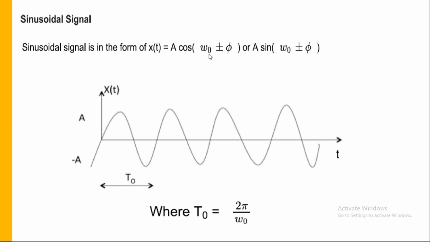Now try to understand what is this omega naught and what is this phase phi. Here omega naught represents the angular frequency of the waveform, and phi represents the phase of the sinusoidal waveform. Now try to understand. This is very important here.